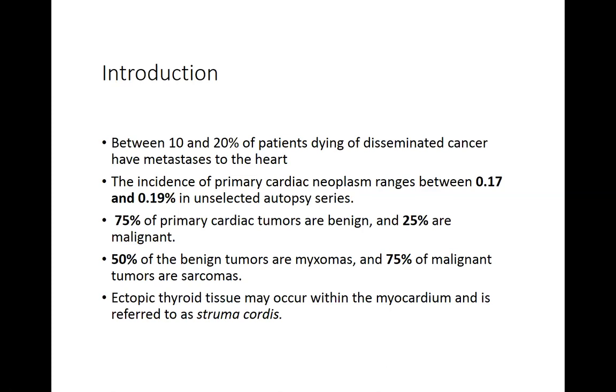The good thing is also that 75% of cardiac tumors are benign, 25% are malignant, and 50% of these benign tumors are myxoma. And 75% of the malignant tumors are sarcomas. Sometimes we find ectopic thyroid tissue within the myocardium, and this is what you call struma cordis.